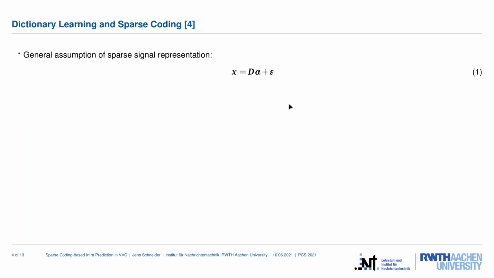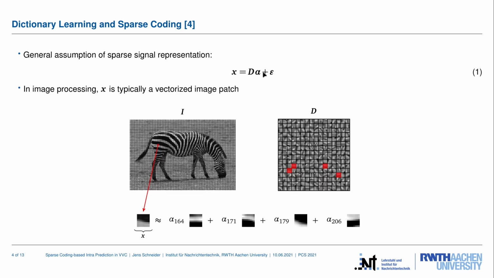To begin with, the general assumption of sparse coding and dictionary learning is that a signal X can be represented sparsely in a dictionary D with a linear combination stored in the coefficient vector alpha. This is only true up to an error epsilon, which models the model error. In image processing, X is typically a vectorized image patch, but does not need to be a rectangular patch. It could also be some other shape extracted from an image. We will get to that later.